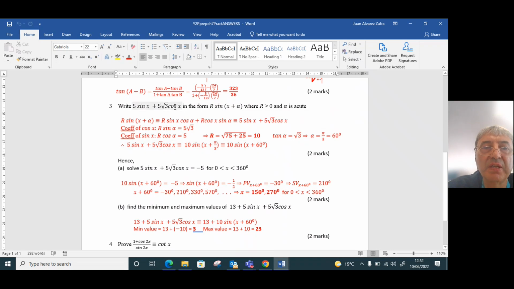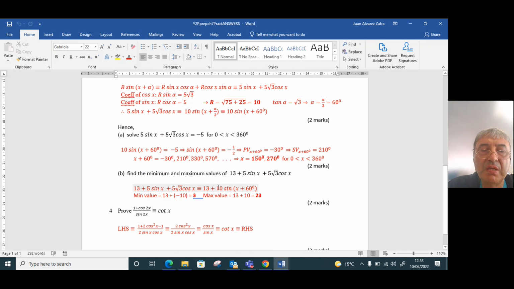And that then means we can write this expression in this form. This helps us to be able to sketch it, work with it, but amongst other things, it helps us with part A below to solve this equation, where the first step is to replace 5 sin x plus 5 root 3 cos x by 10 sine of x plus 60. And then by dividing by 10, we end up with an equation of the type we could solve last year, where we do inverse of minus a half, get the principal value for x plus 60, the secondary value for x plus 60, lots of values for x plus 60, and then subtract 60 from each of them, and we can get the correct solutions in the interval that's required.